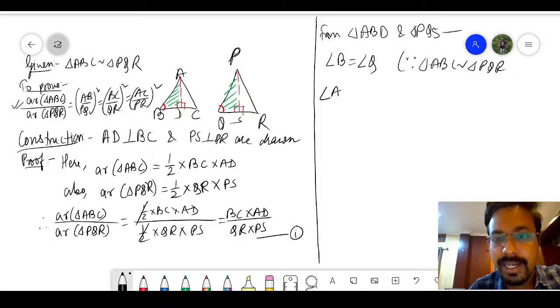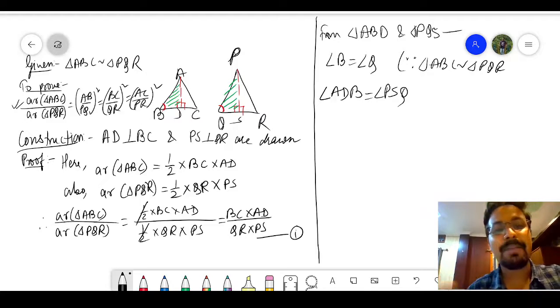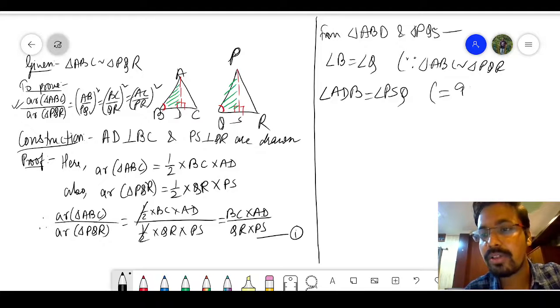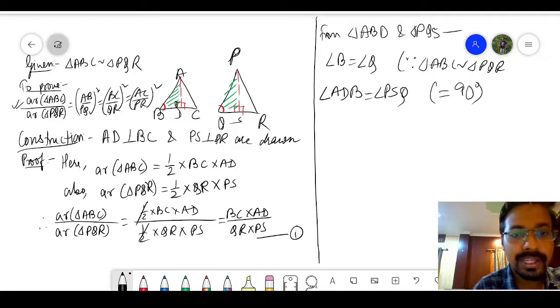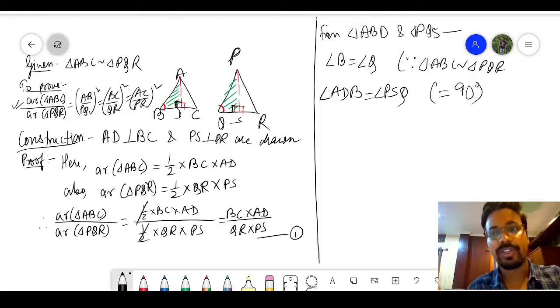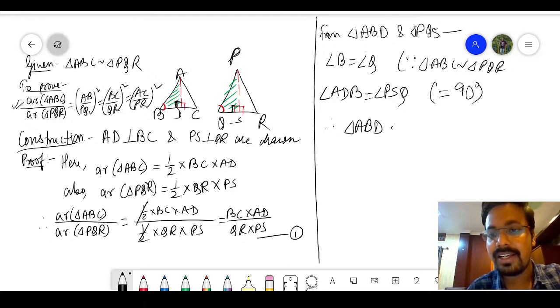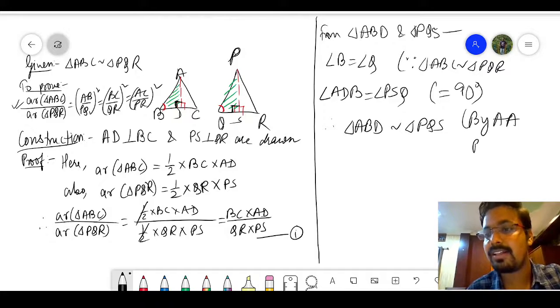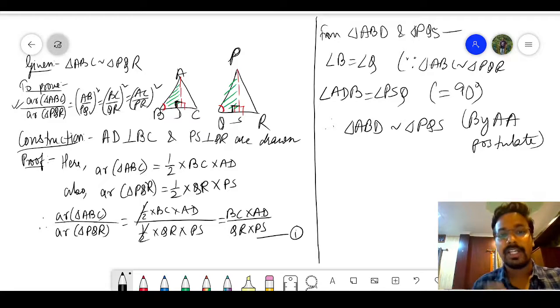Look carefully. Angle ADB will be equal to angle PSQ, right? Why? Because they are both 90 degrees. These two, ADB and PSQ, will be equal. So now we have two angles equal. If two angles are equal, then you can say that triangle ABD is similar to triangle PQS by angle postulate. Done.